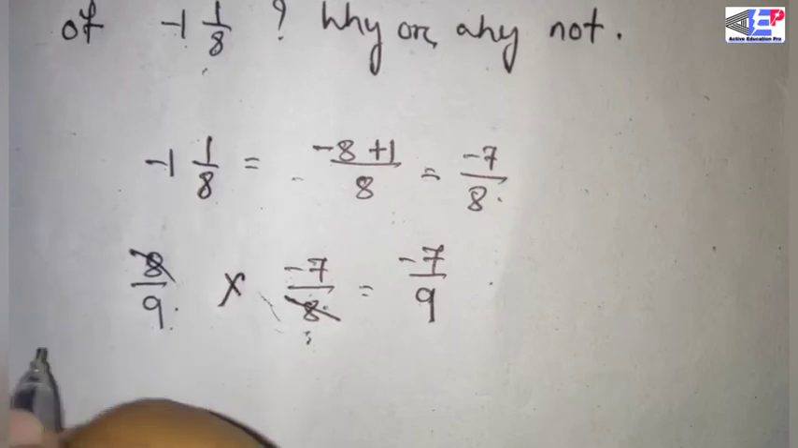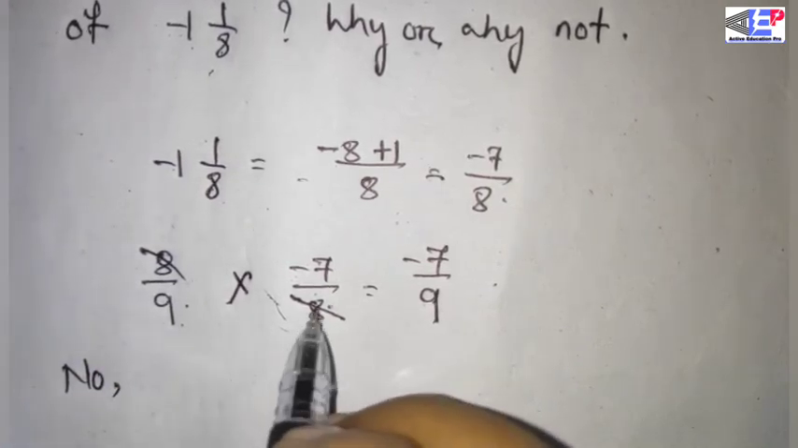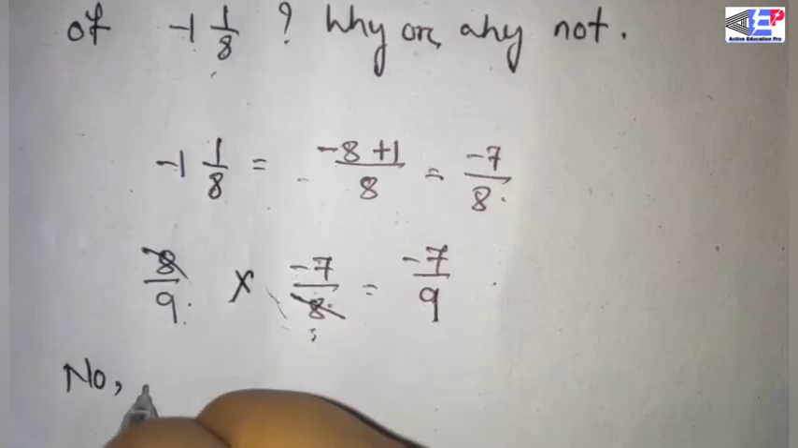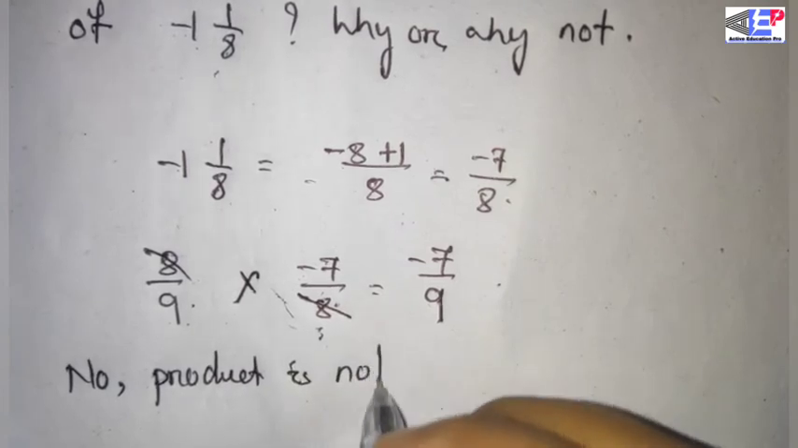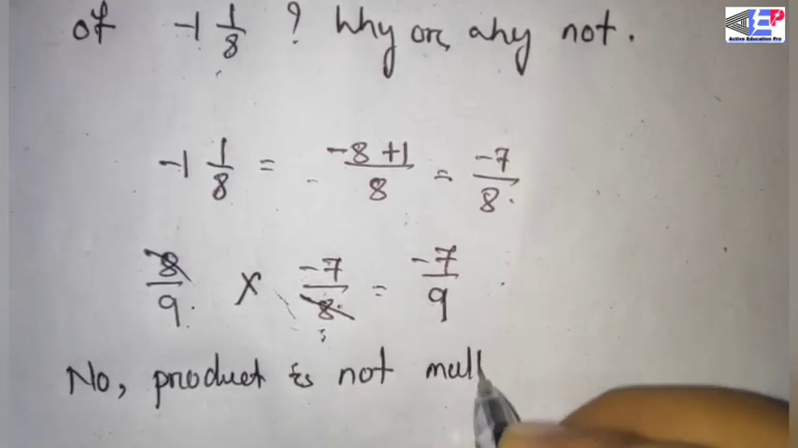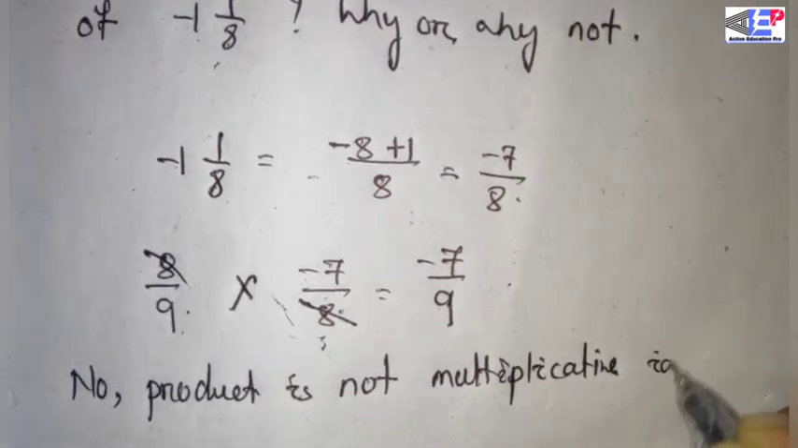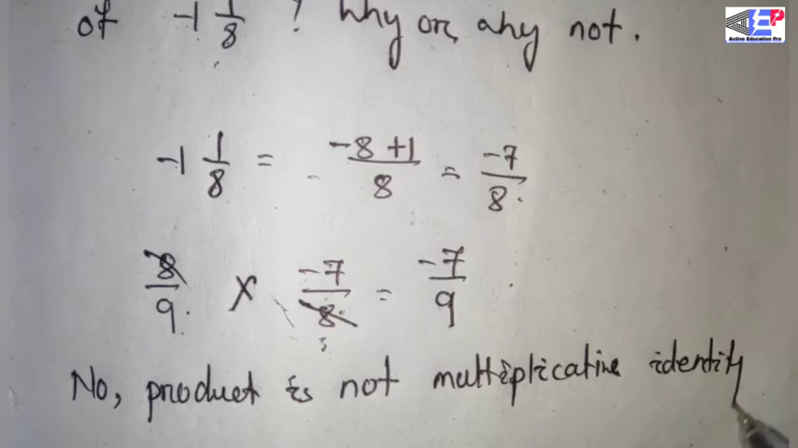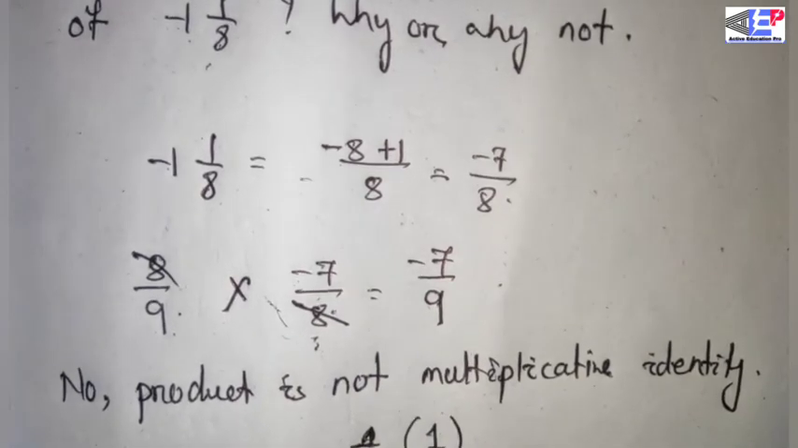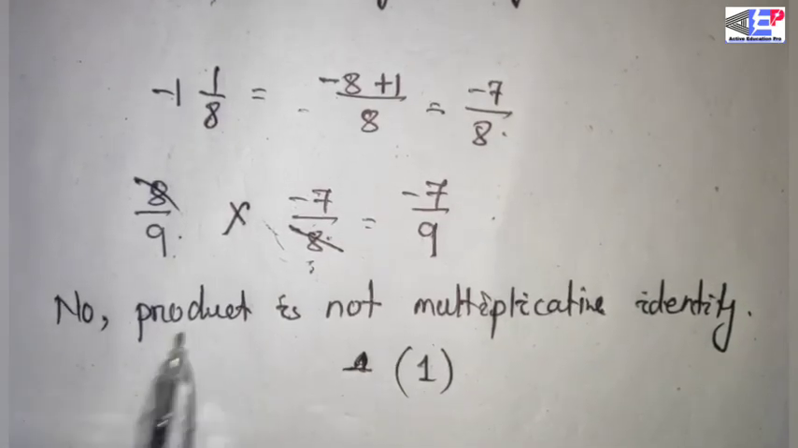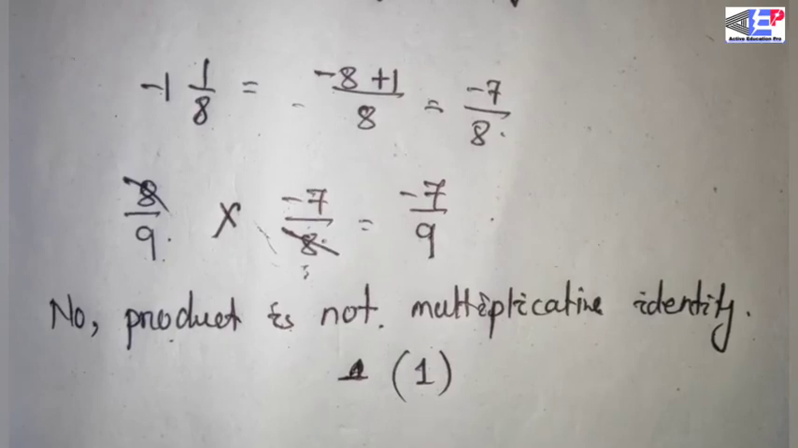So it is no. 8 by 9 is not the multiplicative inverse of minus 7 by 8 because the product is not the multiplicative identity. Multiplicative identity means 1. No, the product is not the multiplicative identity, which is 1.